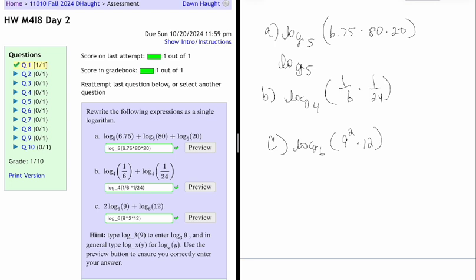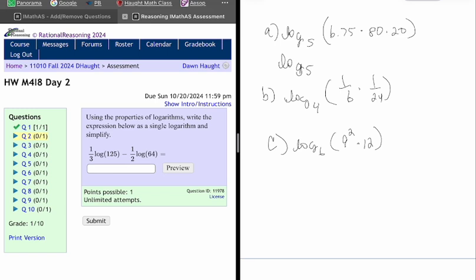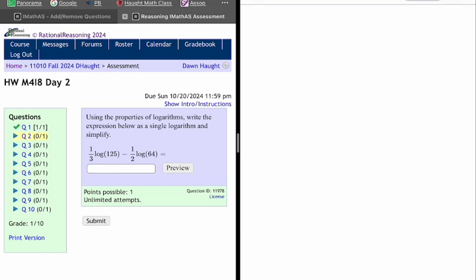So now let's jump to question 2 and see what's different. See how the words say use a single logarithm and simplify? The last ones, I didn't simplify them. So I would like to do this one. I'll show you mine. Yours and mine might be a little different. Mine would be question 2: the log of 125 to the 1/3 minus the log of 64 to the 1/2.